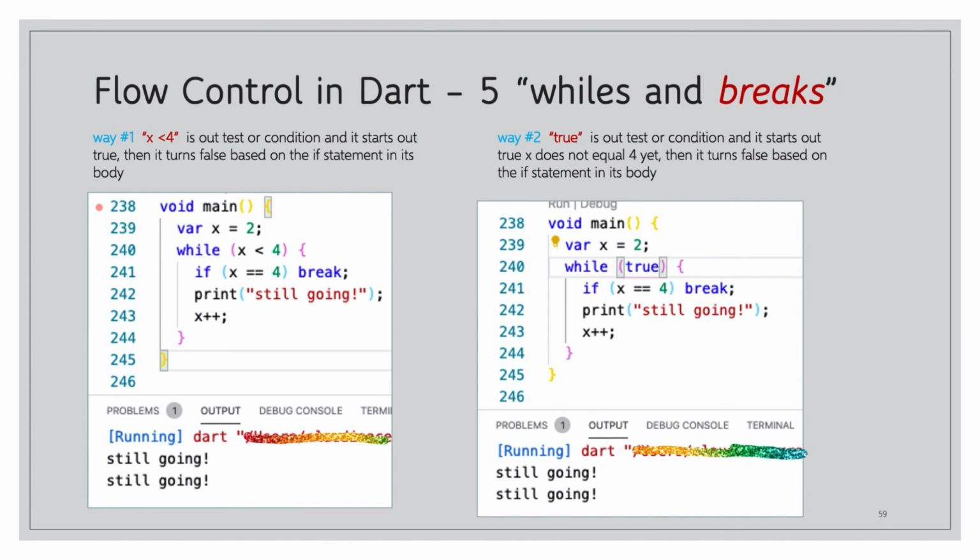It doesn't equal that. So still going, we increment. Now we are 4. While true, it still goes. If x equals 4, it is 4. All right, so we break. It doesn't print still going again.